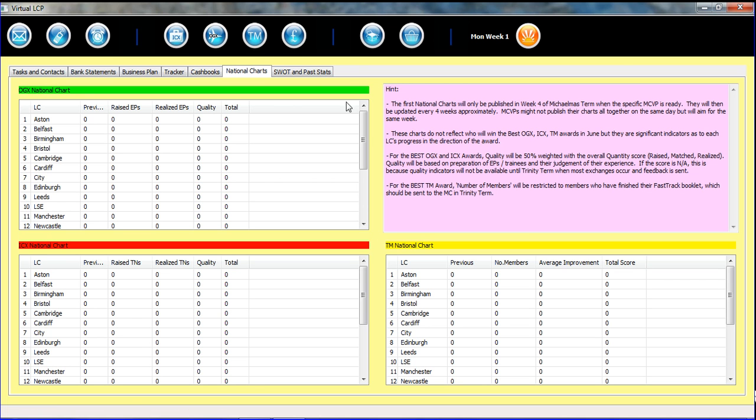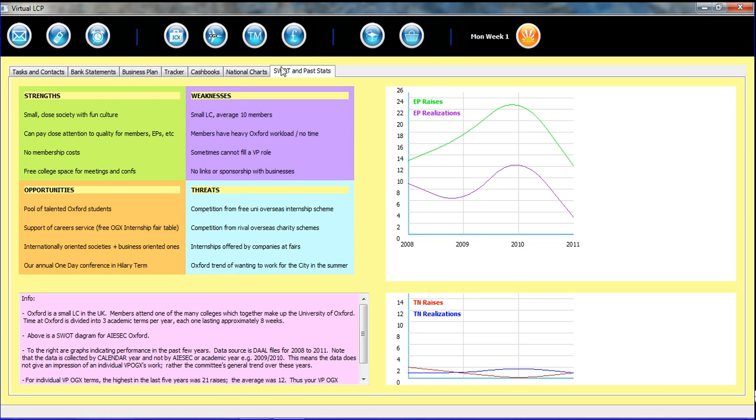This tells us a bit about Oxford if you're Oxford. Tells you some sort of main things. There's a SWOT diagram here. The important thing to know, again, as I said, is that Oxford is very small. So it's going to be quite a challenge to achieve high exchange figures, but that's the fun part. If you can do this with a small local committee, you should be able to do it even more with a larger committee. So we're a small, close society, can pay close attention to quality for members. But it's going to be tricky.